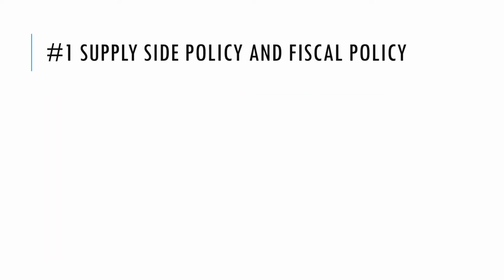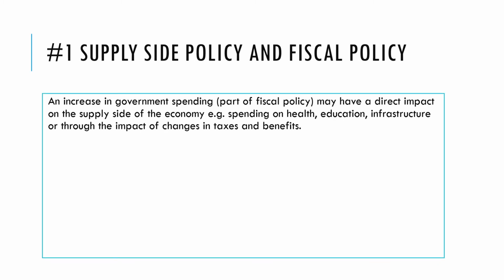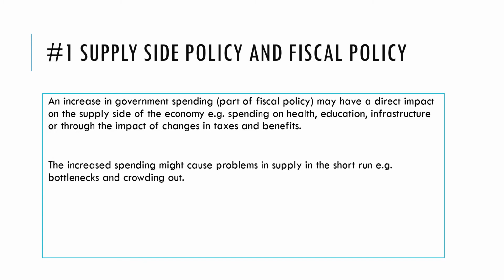So let's start off with an example of supply side policies and fiscal policies being in conflict. Let's imagine we have a fiscal policy that involves an increase in government spending. For example, they're spending money on health or education or infrastructure, or changing something in terms of tax and benefits. Now that increased spending might cause some problems in terms of supply in the short run.